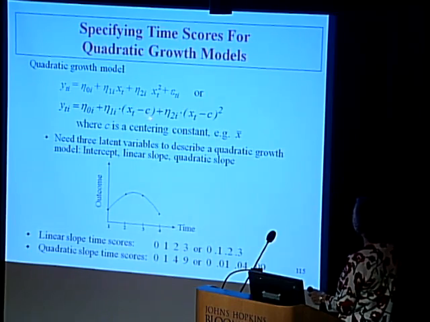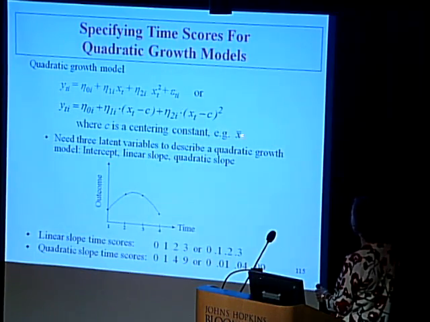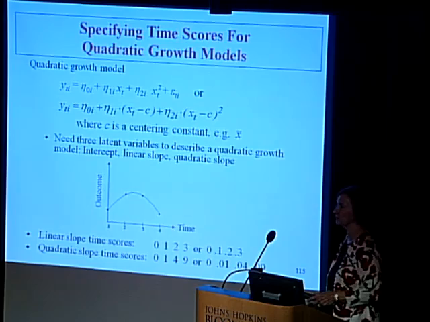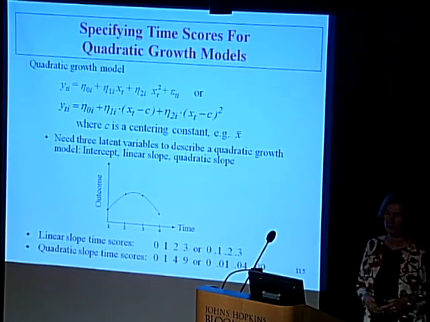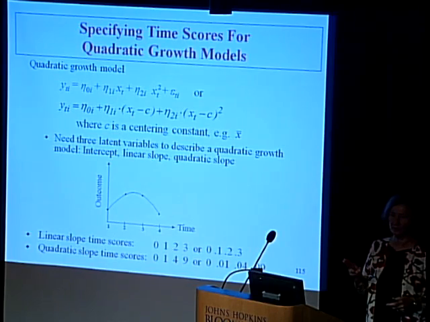Or you could center the time scores, as is shown in the equation below, where c is the centering constant, for example, x bar. And that can sometimes be helpful if you're having trouble estimating a quadratic growth model, because the linear and quadratic growth factors are sometimes highly correlated with each other.